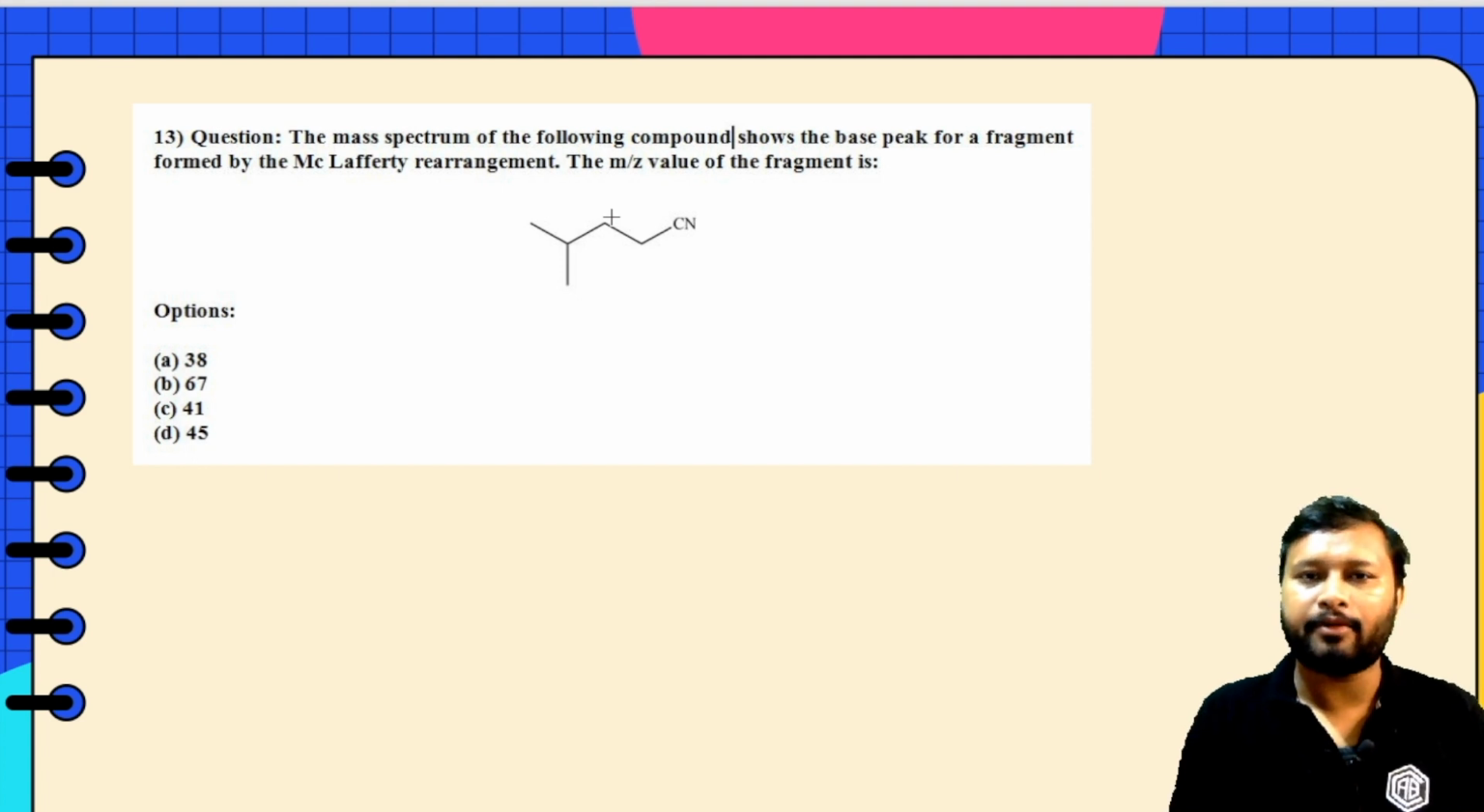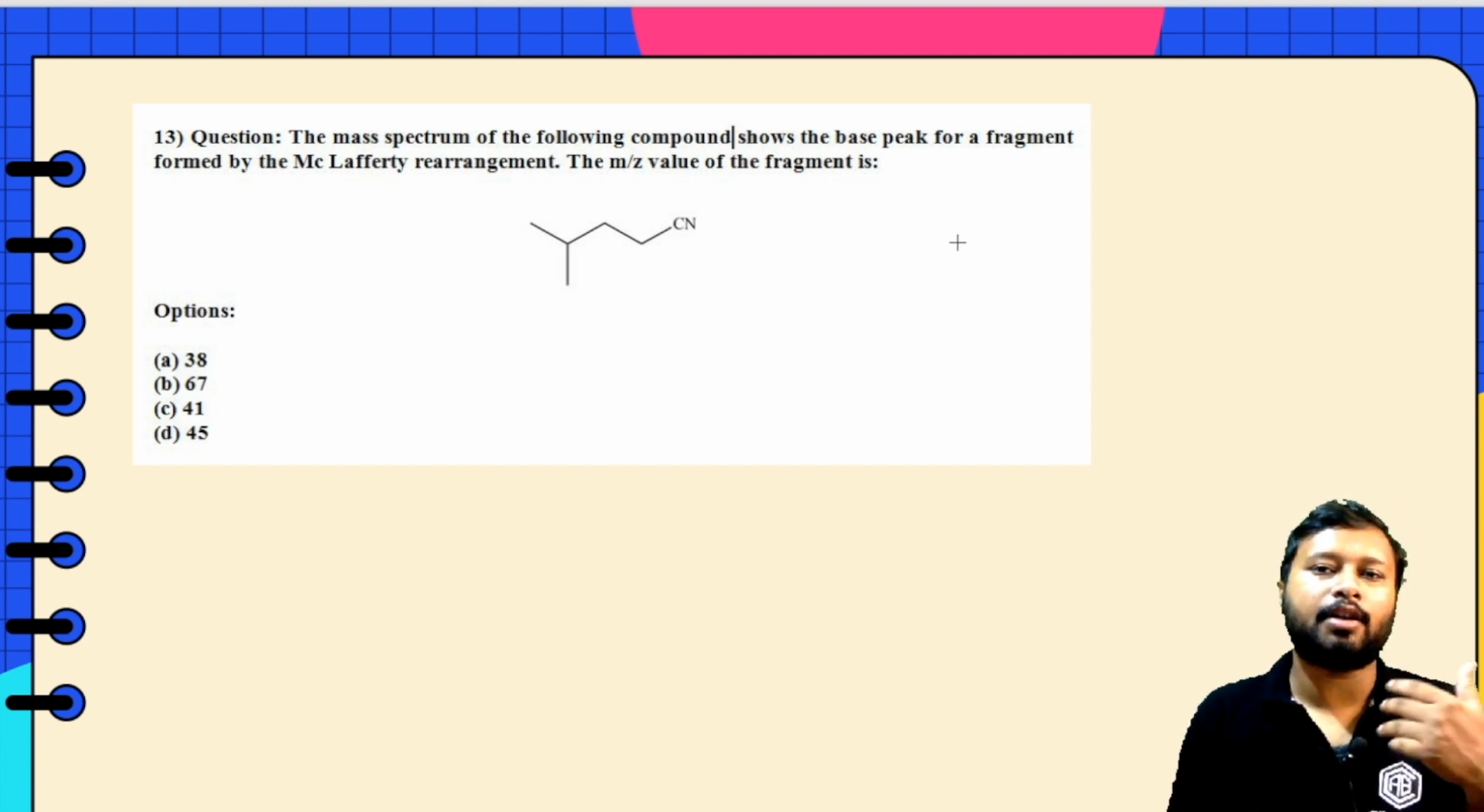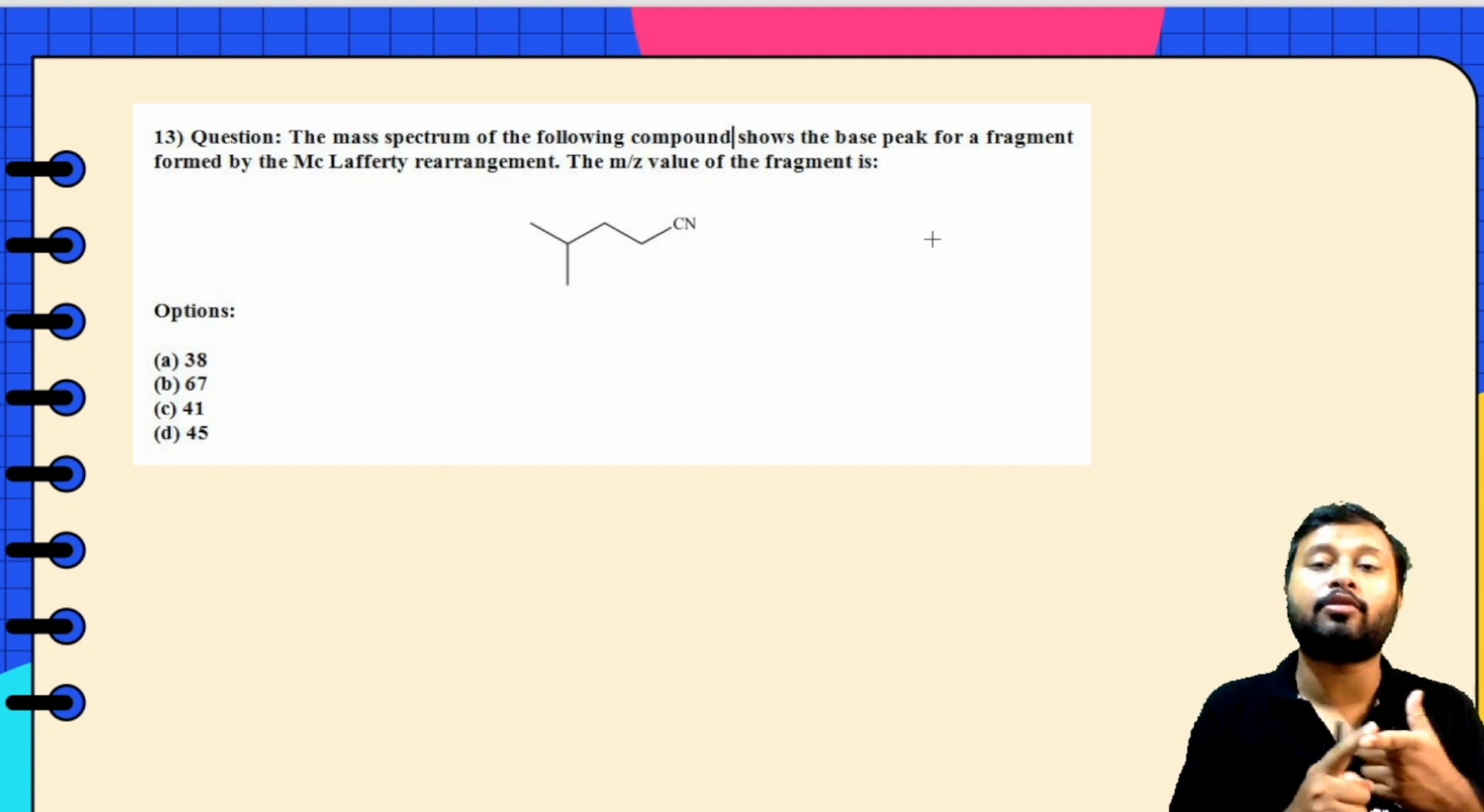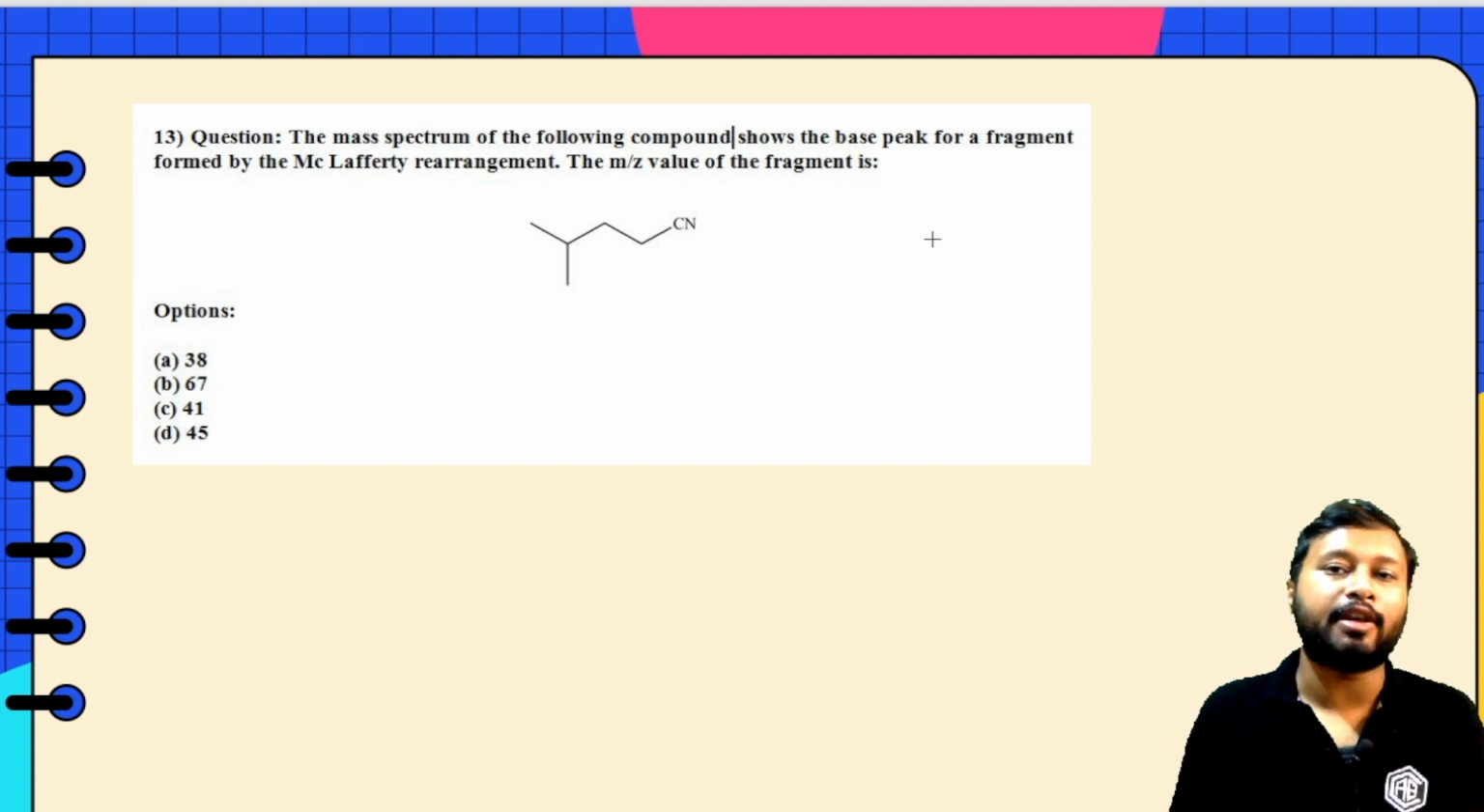So you have to perform the McLafferty rearrangement and then look upon the options. Now you all know that in order to have a McLafferty rearrangement, what you need is a conjugated system, like a hetero system, CO bond, CN bond, all these things, either of them, and then you need a gamma hydrogen.